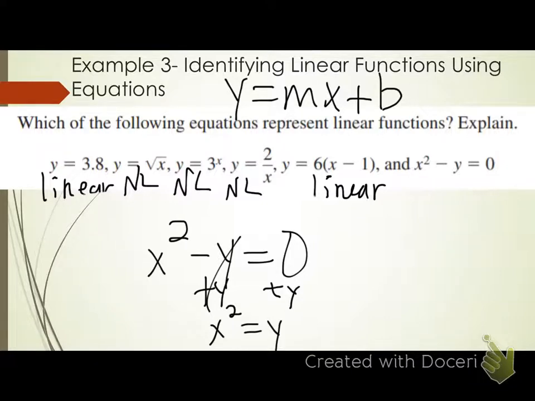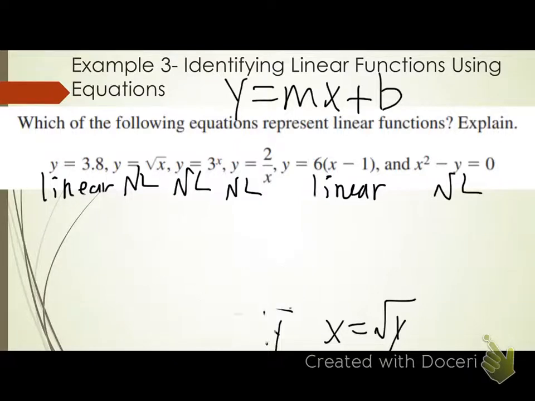Do I want that squared term with the x though? So if I want to get rid of it, I'd have to square root both sides. But do I want the square root with y? No, you do not. So is there anything I can do to get it y equals mx plus b? No, unfortunately. So nonlinear, because it cannot be written in the form y equals mx plus b. Everyone good with that?